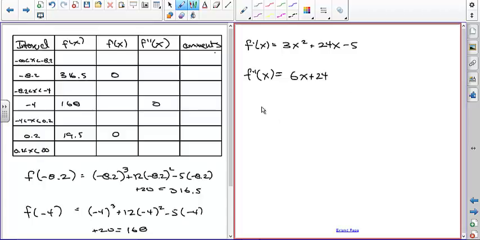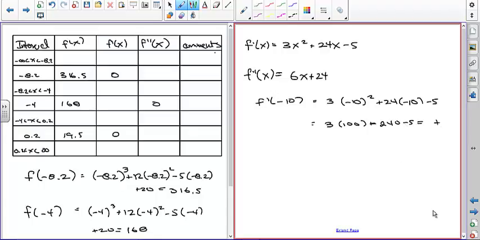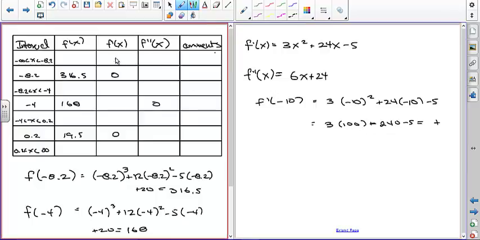So let's do f prime first. We can do f prime of negative 10, which is in this interval. I figured 10 was easier than 9. So you get 3 times negative 10 squared plus 24 times negative 10 minus 5. That's going to be 3 times 100 minus 240 minus 5, which is going to be positive. I just did it far enough till I could figure out whether it's positive or negative. I don't really care what the value is. So this is positive.